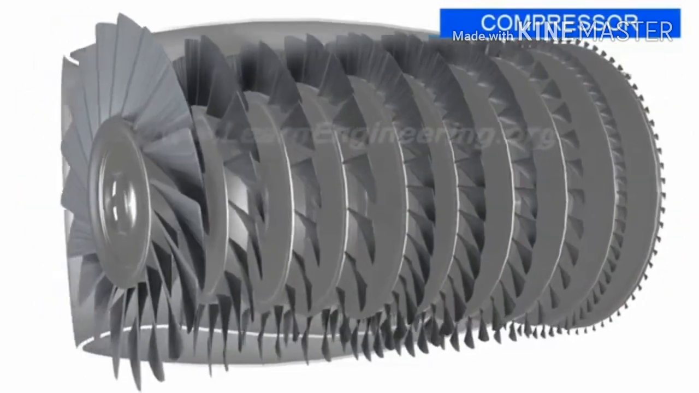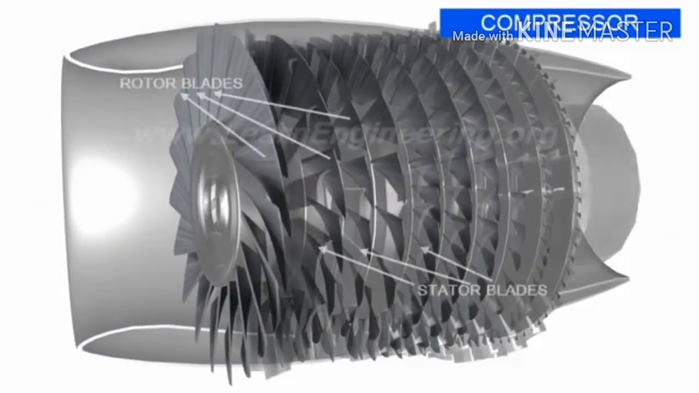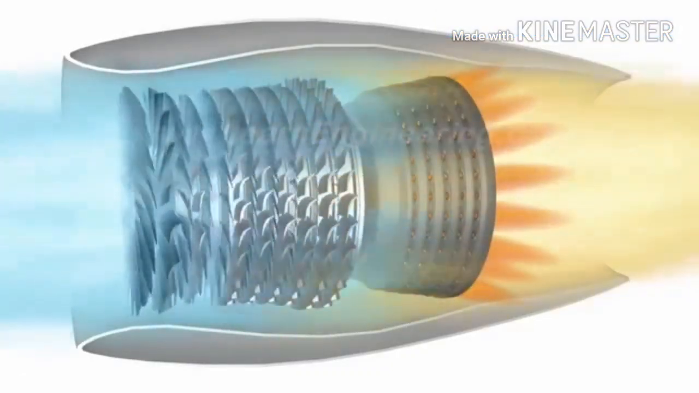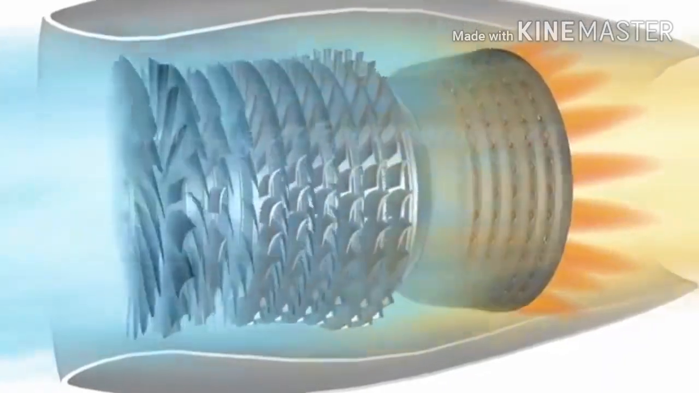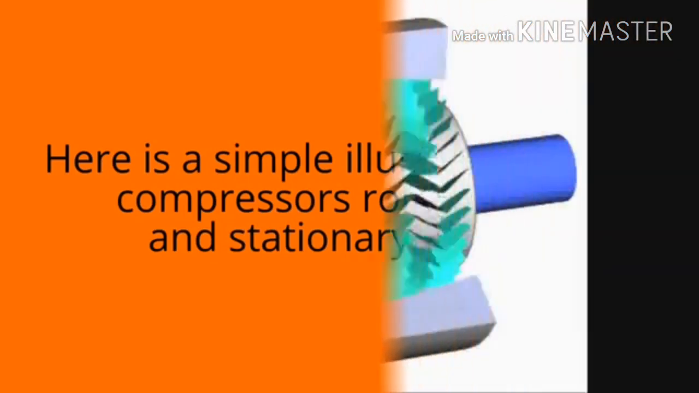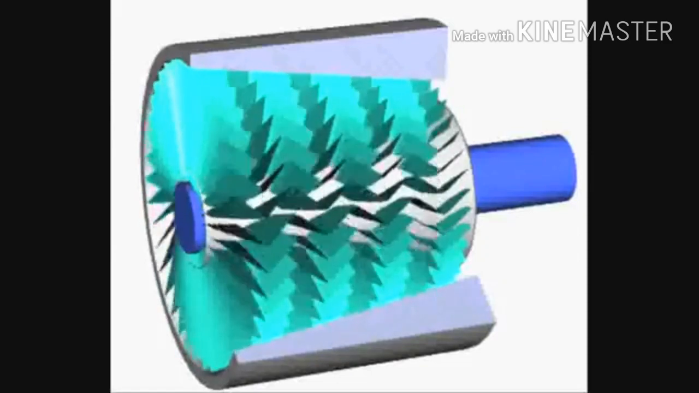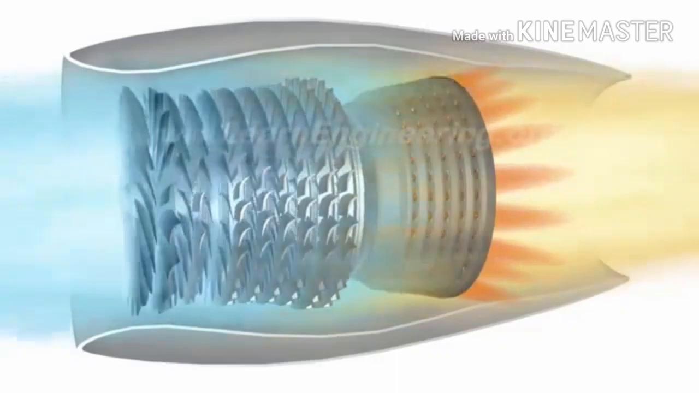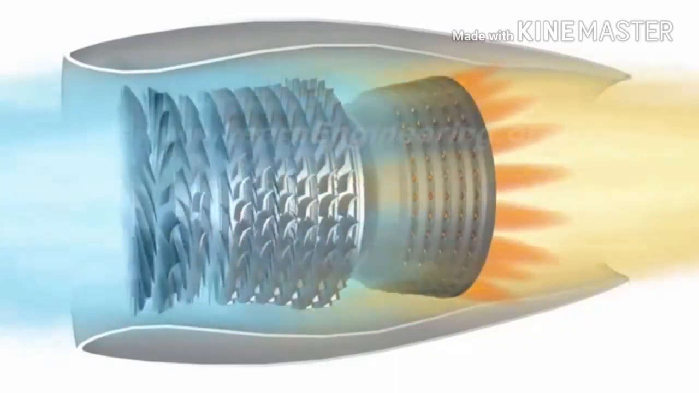To achieve this, a set of compressor blades is attached to the shaft. As you can see, the rotor blades decrease in size to increase pressure. Incoming air flows through these compressors and eventually gets reduced in size. Here is a simple illustration of a compressor, rotor blades and stationary blades. As you can see, the stationary blades and the rotor blades are arranged in opposite angles, which increases pressure as the air flows in a zigzag manner, thus causing more pressure.